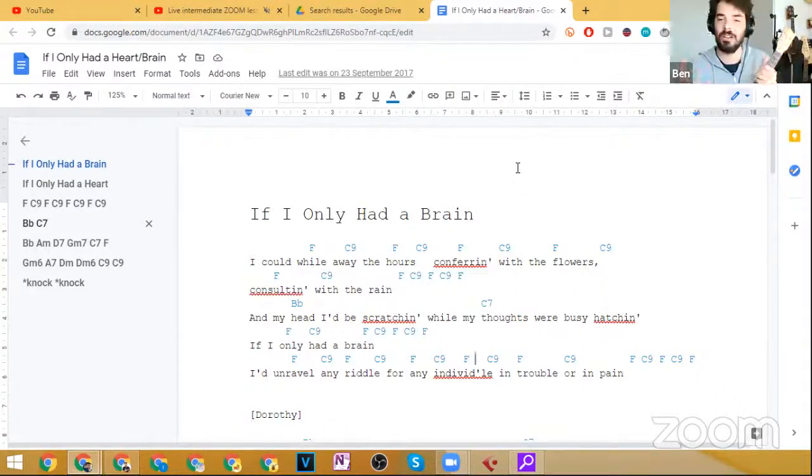And you'll already notice the difference between doing that with a different shape here and this little walking chord to I could while away the hours conferring with the flowers. Da-dum, da-dum, da-dum. So having the same chord throughout is a really different feeling. There's not that movement. There's not that, I don't know, interrogation, sort of pondering, right? Because he's thinking about it, despite the absence of a brain.